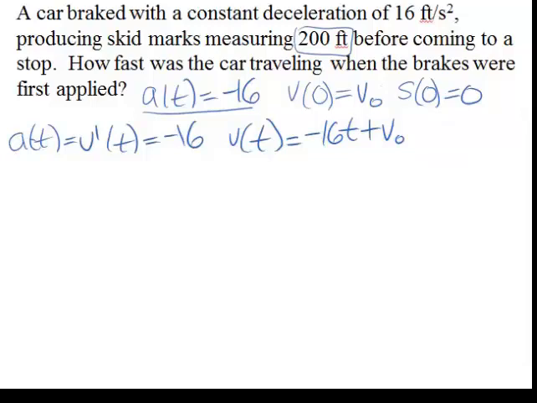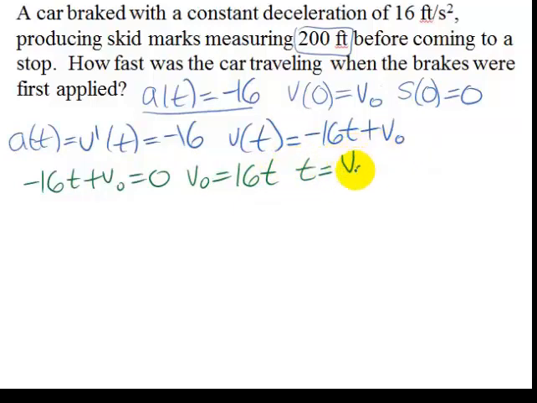One of the things we do know is that when the car is finally stopped, the velocity equals 0. So we could take negative 16t plus v naught and put it equal to 0. Then we have 16t equals v naught. Or we could solve that for time and say the time it takes the car to stop is the initial velocity v naught divided by 16.